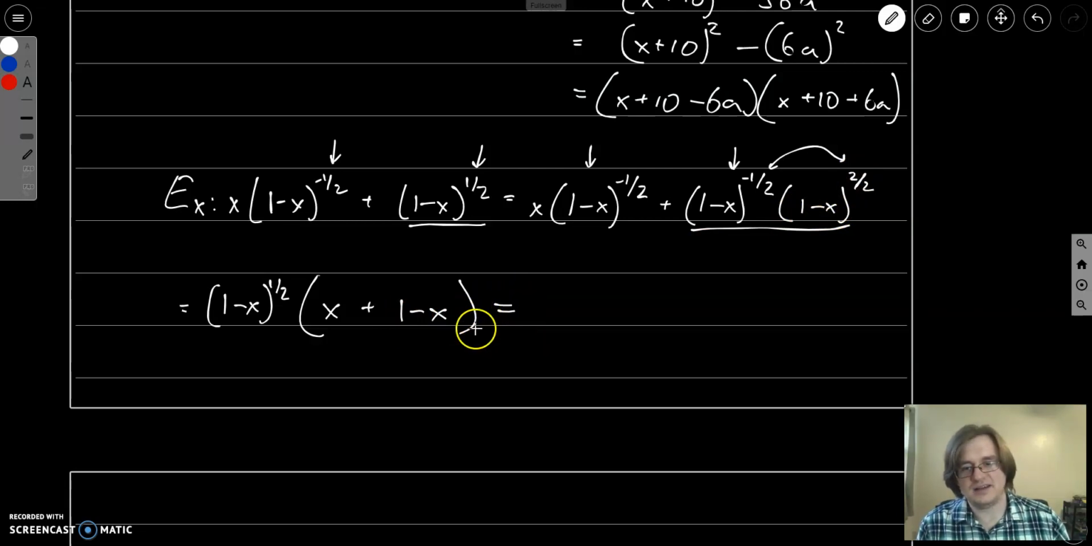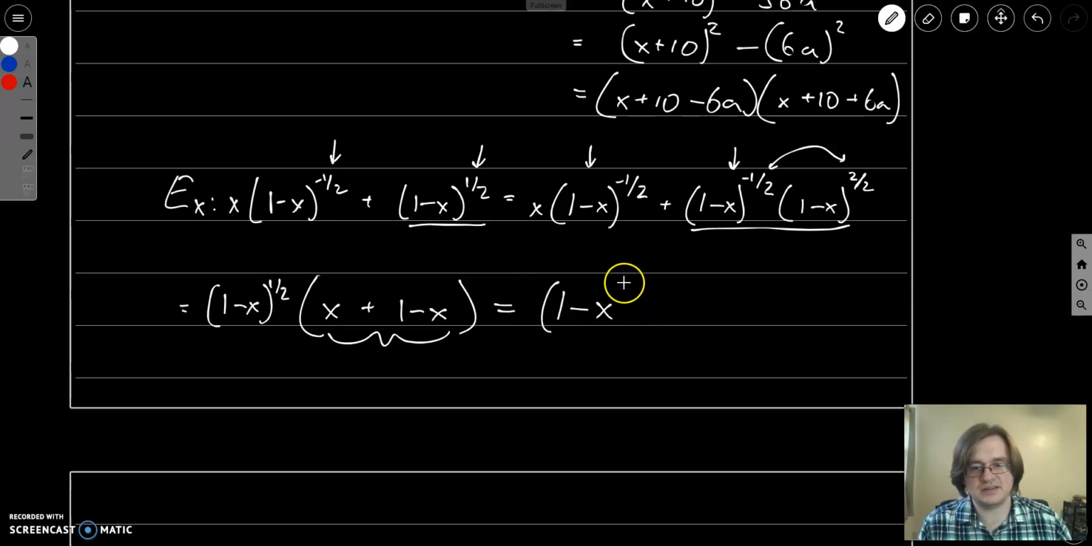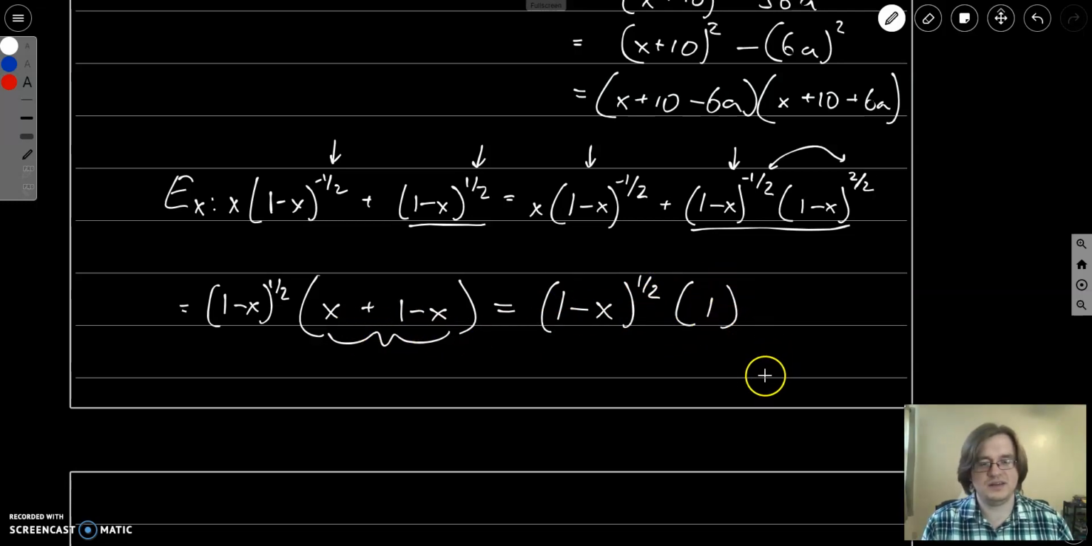Likewise, now I can simplify what's in here. x plus 1 minus x, the x and minus x will cancel out, and I'm left with 1 minus x to the 1/2 power times 1. Well, anything times 1 is just itself. And I will stop there.